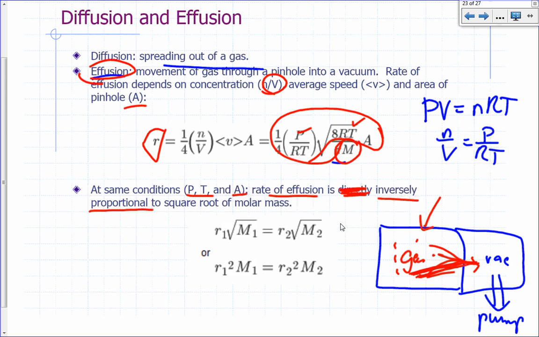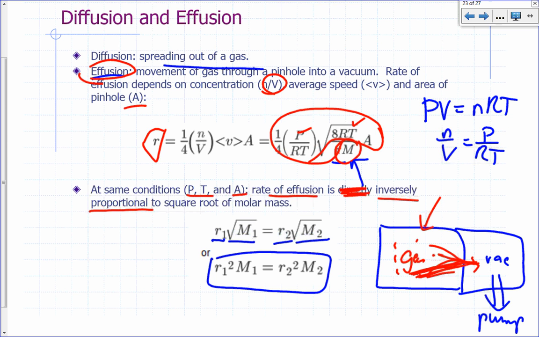The bigger this molar mass, the slower the speeds, remember? So the slower the rate of diffusion. Remember we say if two things are inversely proportional, then their product must be a constant. So the rate of diffusion of gas 1 times the square root of the molar mass of gas 1 will be equal to the rate of diffusion of gas 2 times the square root of the molar mass of gas 2. Or if you square both sides of this equation, you can say R1 squared M1 equals R2 squared M2.